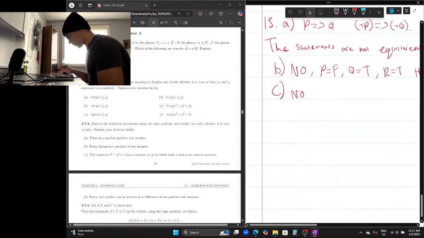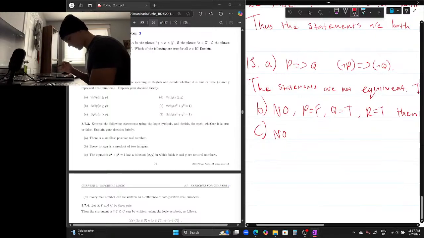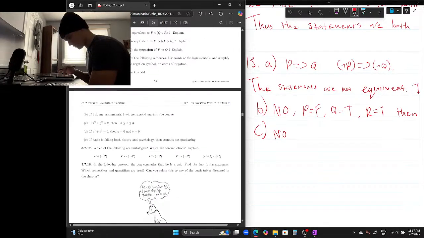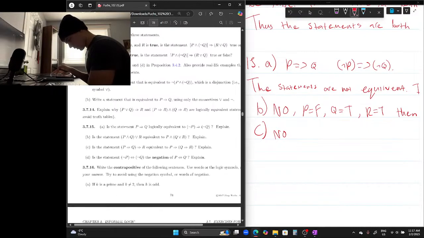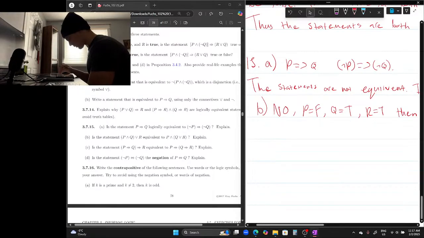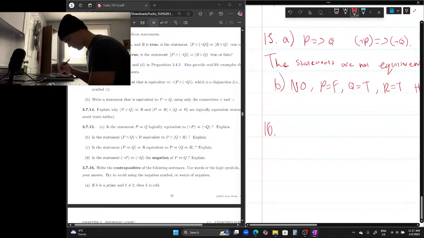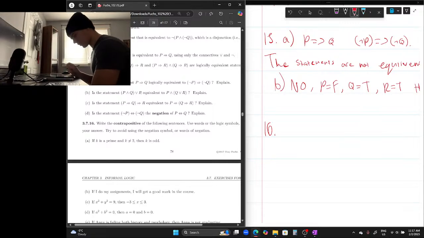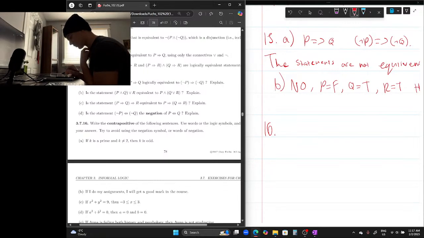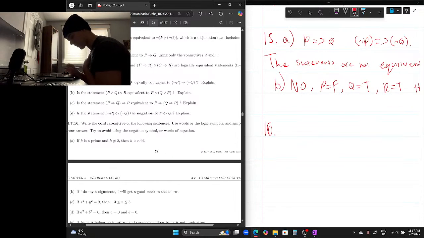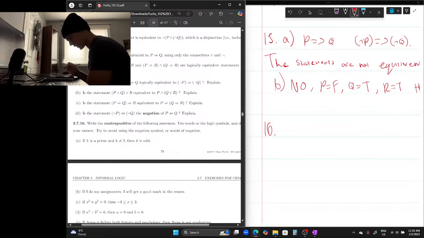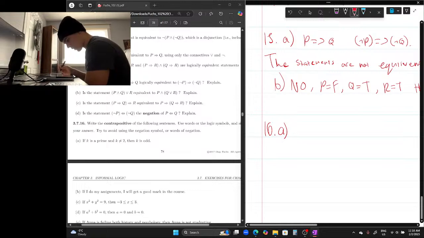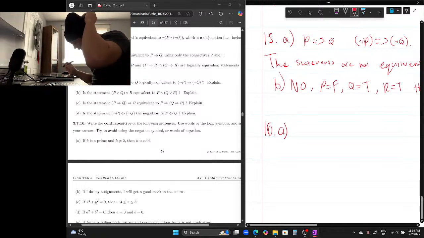So I was doing number 15. I did this, so we'll skip these then. Number 16: write the contrapositive of the following sentences. Use words or logic symbols and simplify the answer. Try to avoid using the negation symbol or words of negation. Okay, so: if k is prime and k is not equal to 2, then k is odd.